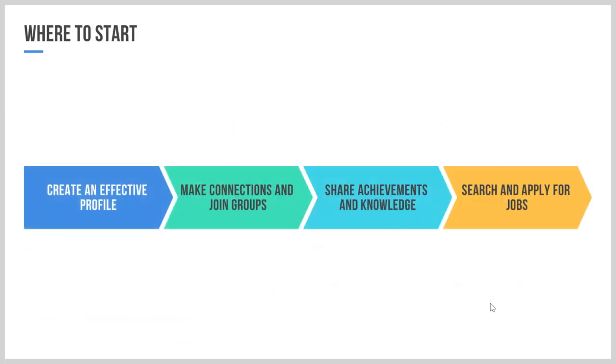So where can you start? We're going to have a little look today at these four main areas. The first thing we're going to do is have a little look at your profile and how you can make it more effective and the things that do need to be included. We'll also show you how you can make connections and how you can participate within groups, how you can interact with people and share your own achievements and knowledge, and finally how you can use LinkedIn to search and apply for jobs.